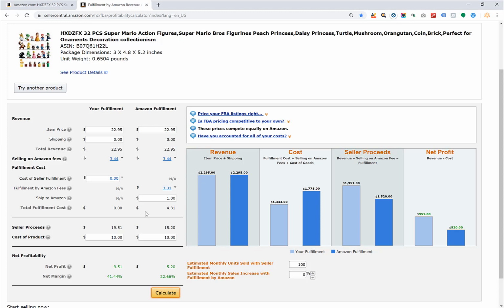So these are going to be shipping costs essentially, and fulfillment costs. So use this in your product research. Do it before you purchase your inventory so that you have no surprises and you're going to make money when you pull the trigger.